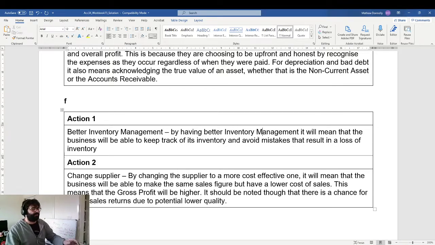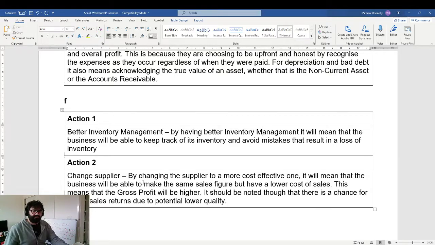That's sort of the idea. You want to go from A to B to C, C being the adjusted gross profit. So A is a strategy, B is what it means, and here's how it leads to higher adjusted gross profit. Nice and simple. If we change supplier, it spells it out again. By changing the supplier to a more cost-effective one, the business will be able to make the same sales figure but have a lower cost of sales. So that's what it means.